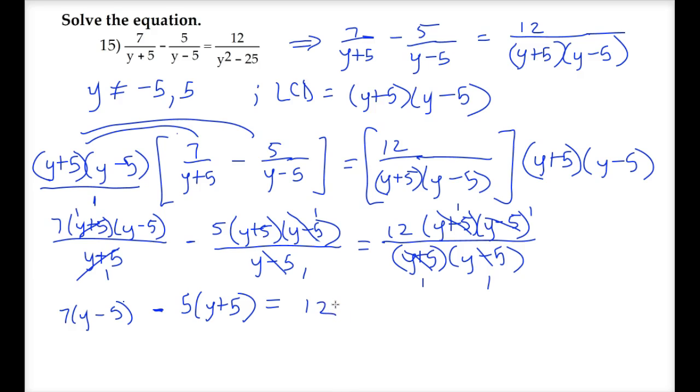And so from this point, we see that we just have a linear equation and we just need to solve it. So we need to take our 7 and distribute to both terms there.